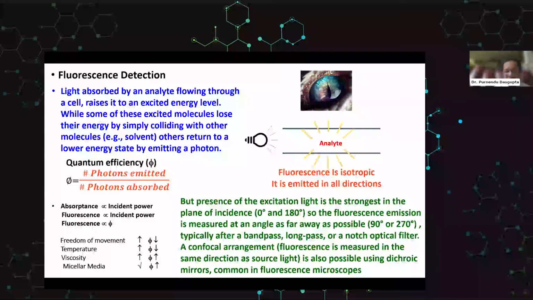So you're best off measuring at 90 degrees or right angles, although sometimes people measure in the same direction the light came in on, using a dichroic mirror, which selectively reflects one wavelength rather than the other. Fluorescence depends on how free the molecule is to move. If the molecule cannot move very well, then it cannot de-excite itself. So lower temperature and higher viscosity all improve the fluorescence signal. Micellar media, where you put the molecule in soap solution, also improves it.